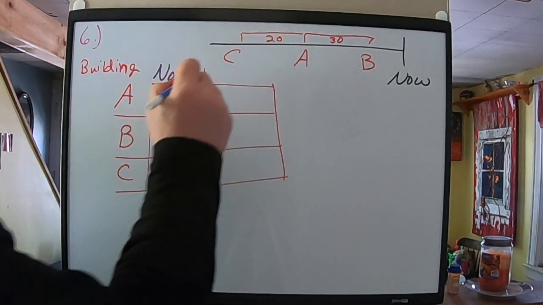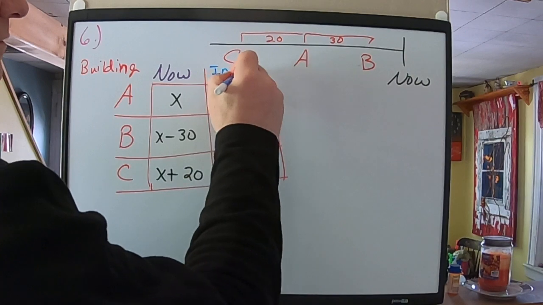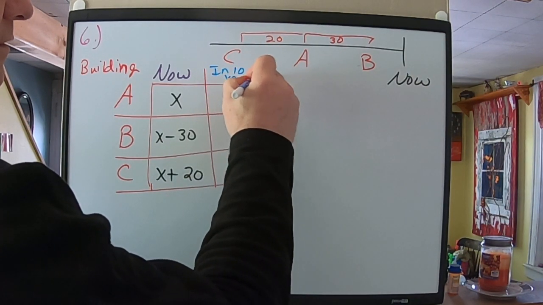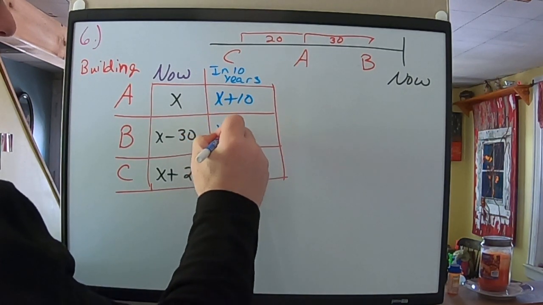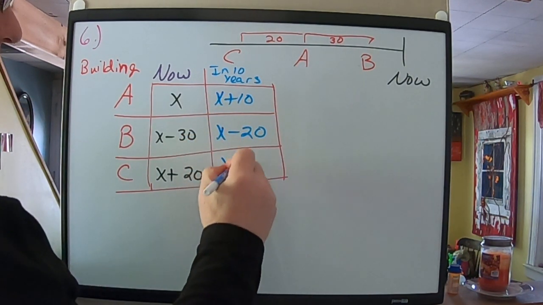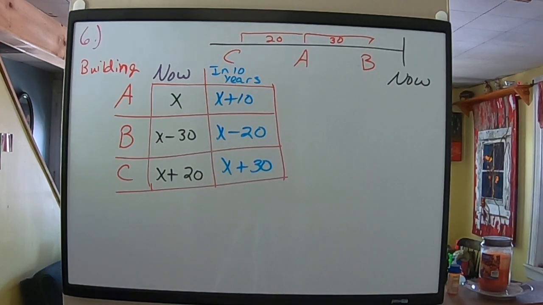In 10 years. So that's adding 10. So see how adding 10 to this made it a negative 20 instead of negative 30, etc. Okay. So what about in 10 years?